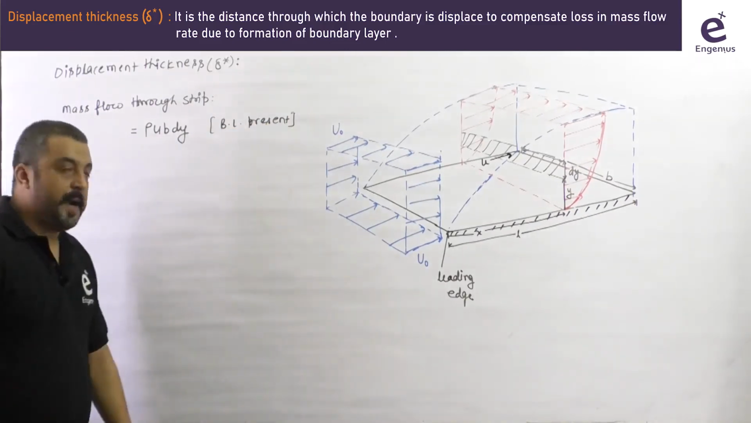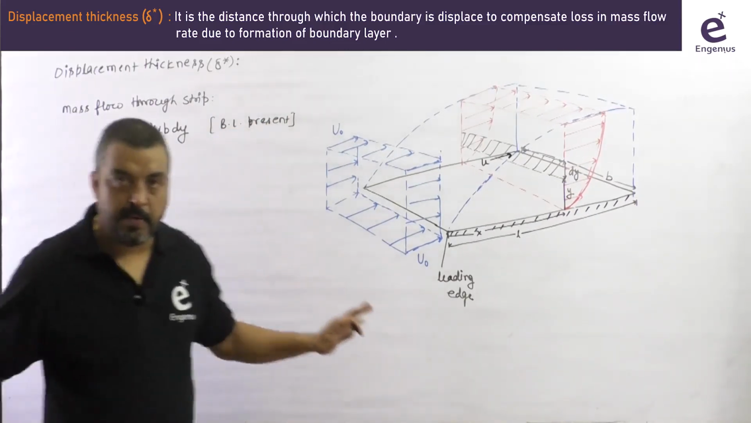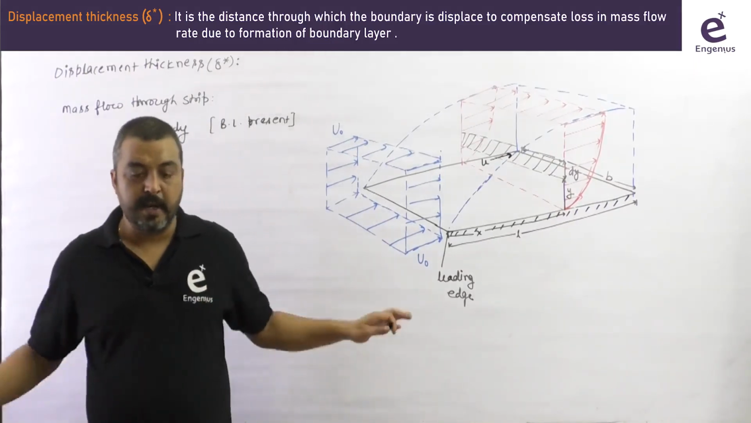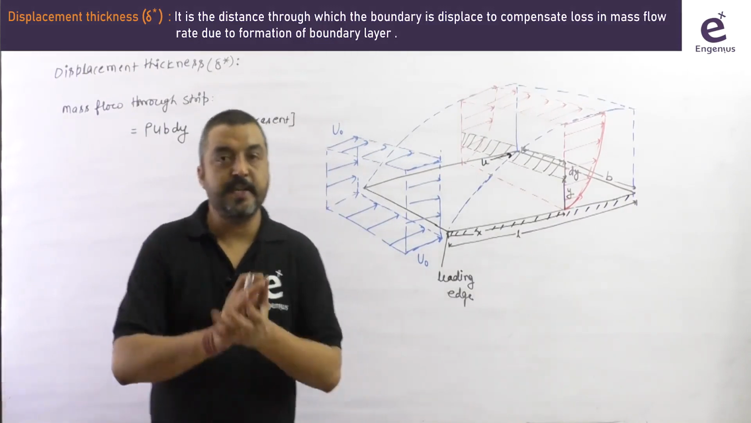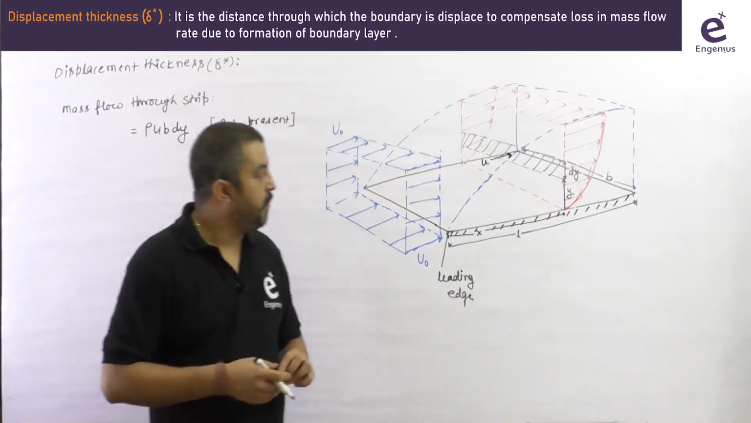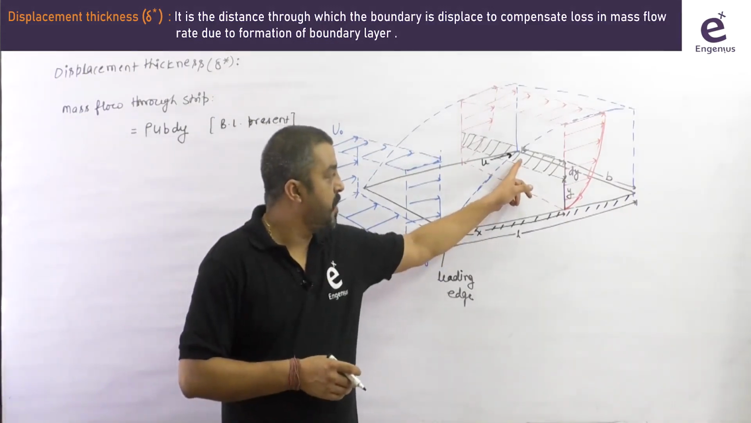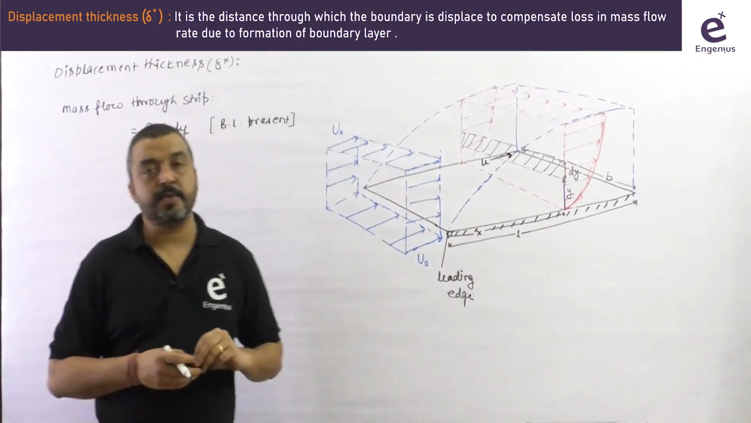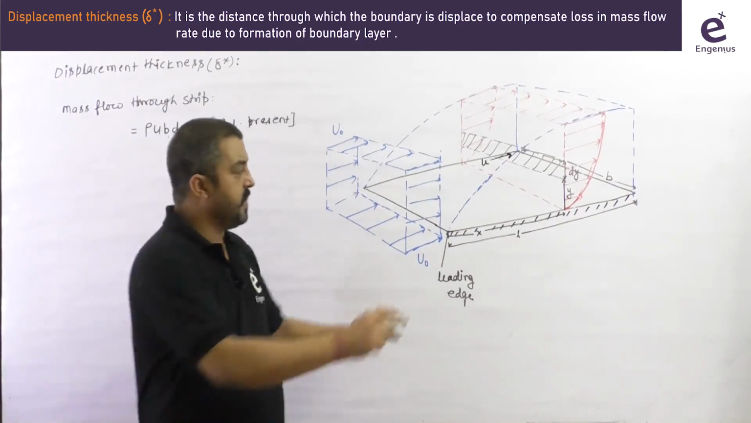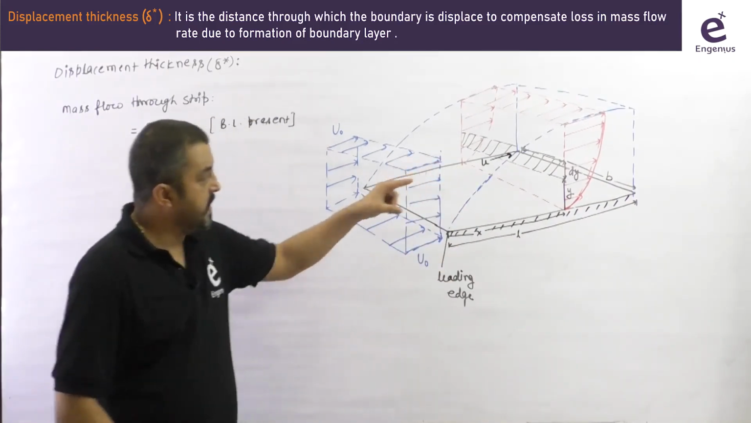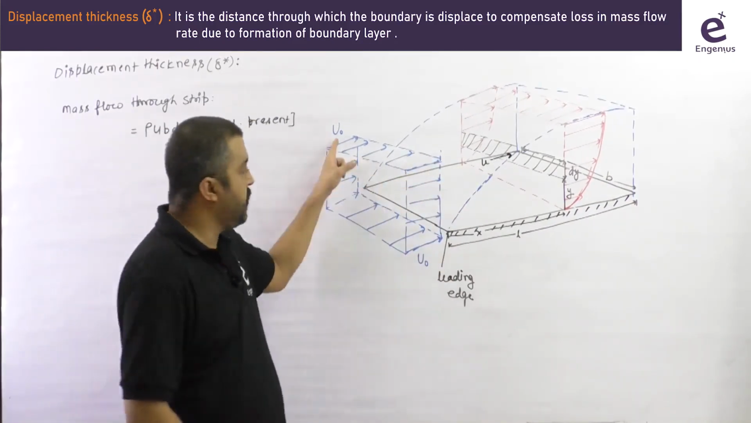So what if there is no plate? If there is no plate, then obviously there is no boundary layer. If there is no boundary layer, what will be the velocity going through this strip? Obviously if there is no plate and no boundary layer, and we are considering the strip here, in that case the velocity going through the strip is u naught.